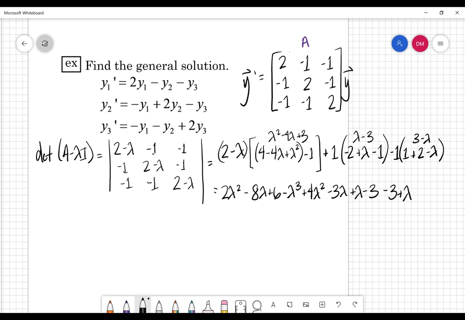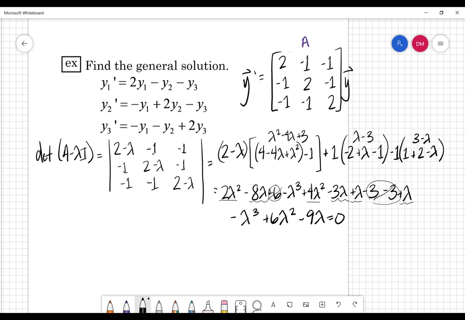Okay. So getting this into standard form here, negative lambda cubed. And then it looks like I have a 2 lambda squared and a 4 lambda squared, so a 6 lambda squared. I have a negative 8 lambda, a negative 3 lambda, plus a lambda, plus a lambda. So that's negative 11 plus 2, which would give me a negative 9 lambda. And then it looks like I have a 6 here that will cancel with a negative 6 there. And I think that pretty much covers everything.